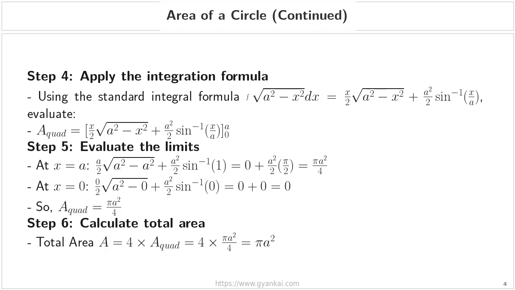Now that we have set up our integral for the first quadrant in the previous slide, let's move on to the actual calculation. In the next slide, we will apply this exact same logic to find the area of an ellipse.